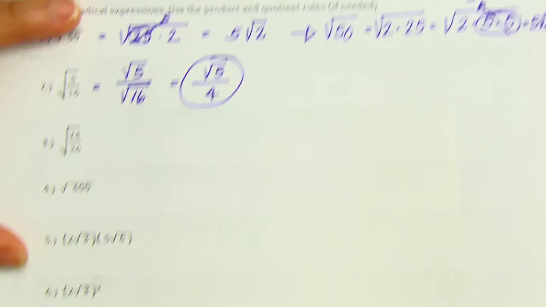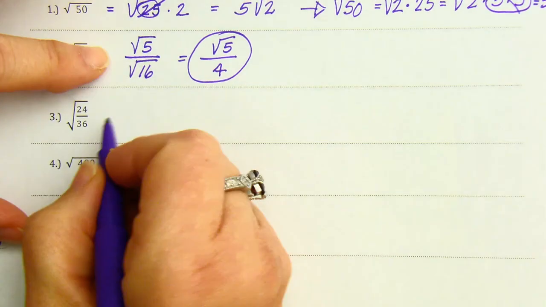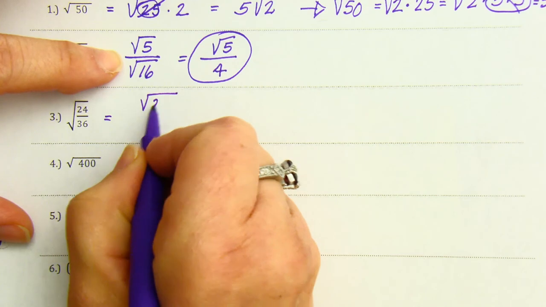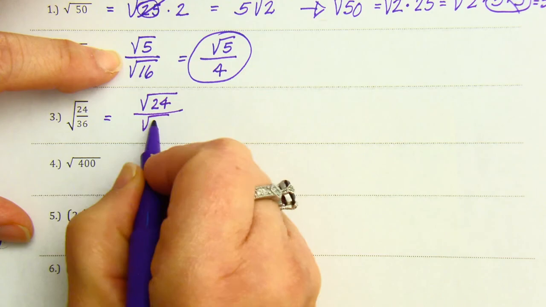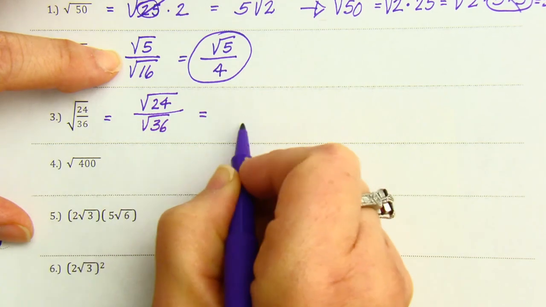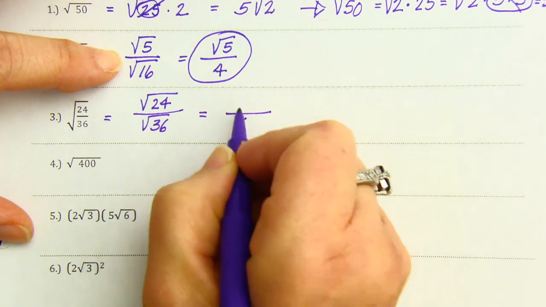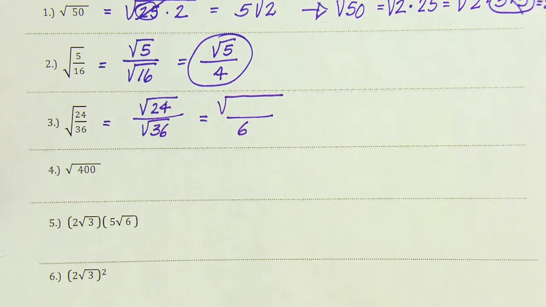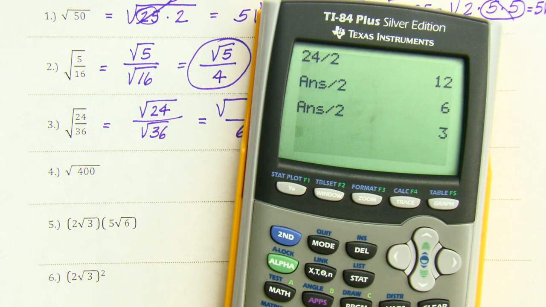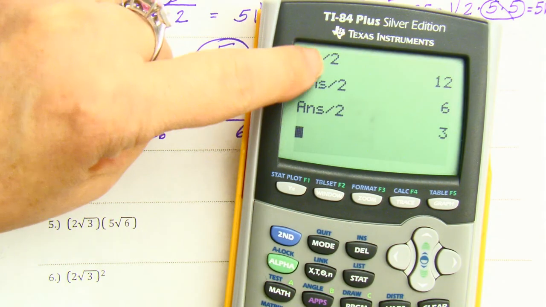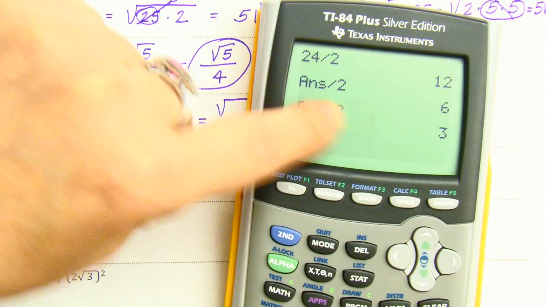24 and 36. Well, the top is root 24. The bottom is root 36. The bottom is a 6. For 24, you could use your calculator to help you. You could do 24 divided by 2, even, divided by 2, even, divided by 2, odd. So 24 is 2 times 2 times 2 times 3.